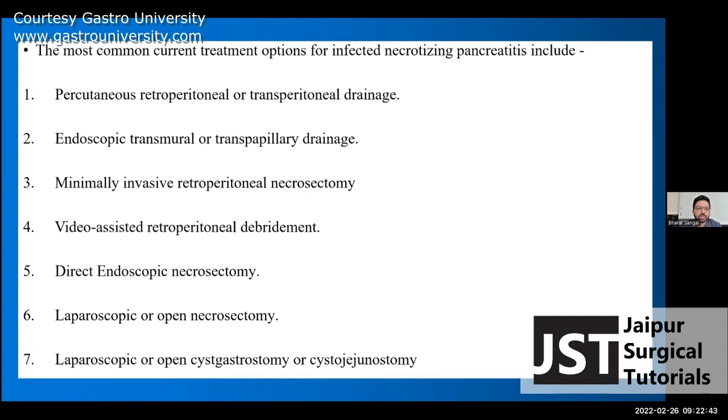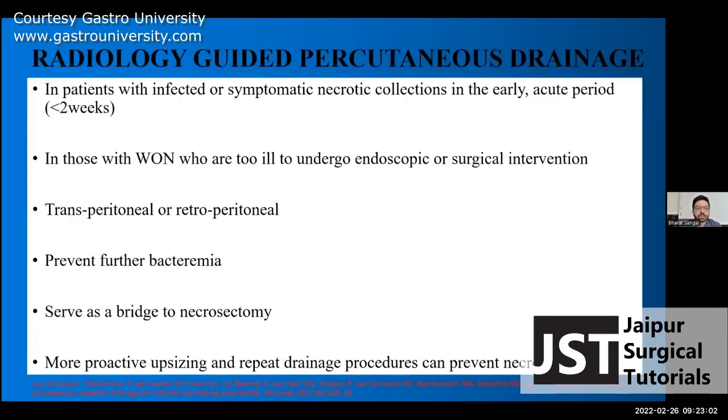Now, the most common current treatment options included a percutaneous retroperitoneal or transperitoneal drainage, an endoscopic transmural drainage, minimally invasive retroperitoneal necrosectomy, the ward, direct endoscopic necrosectomy, laparoscopic or open necrosectomy, or again a laparoscopic or open cystogastrostomy or cystojejunostomy.